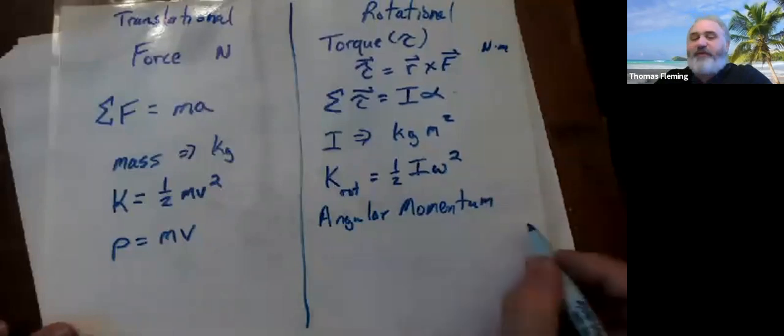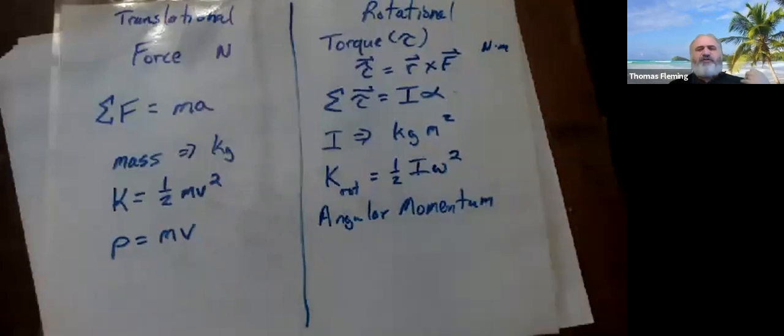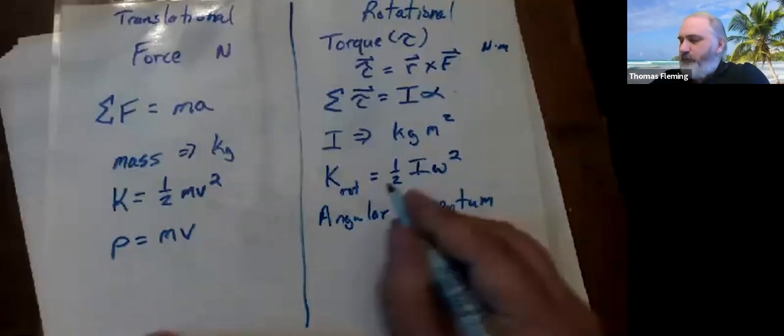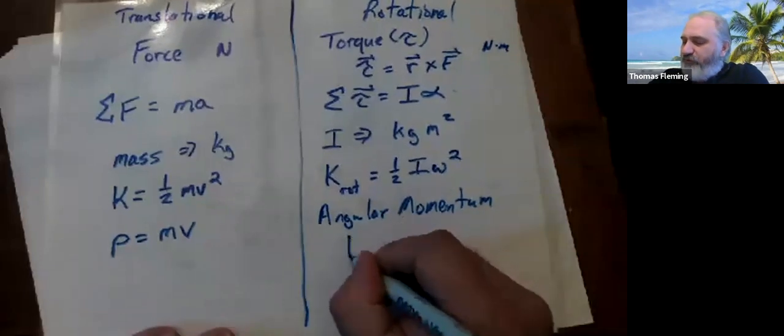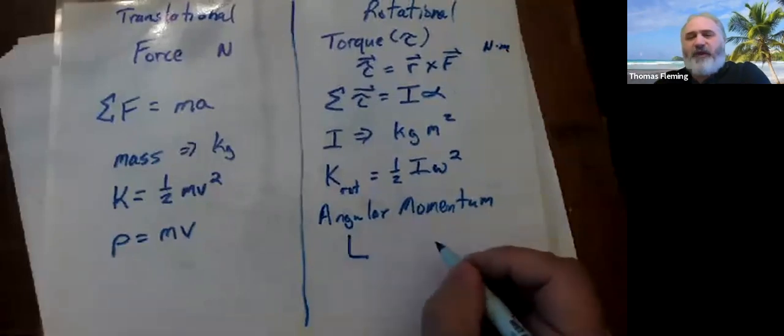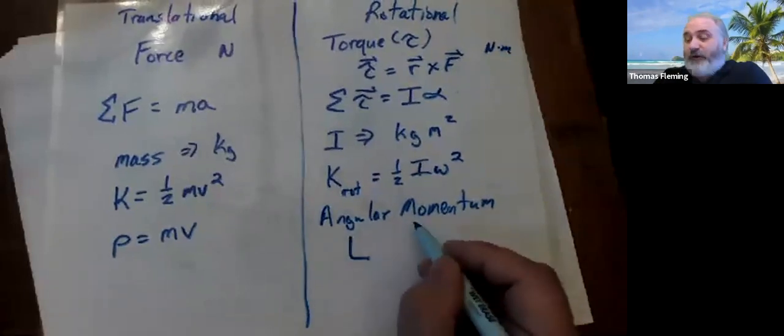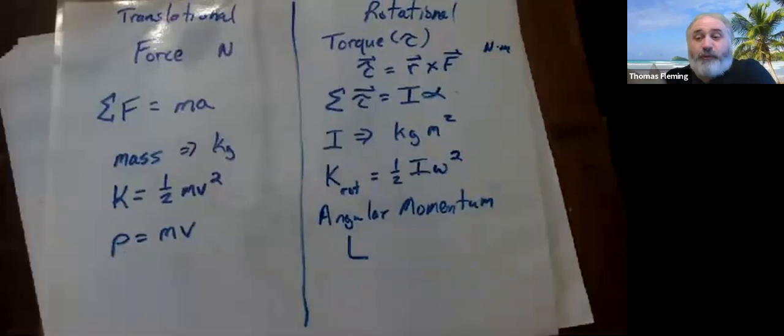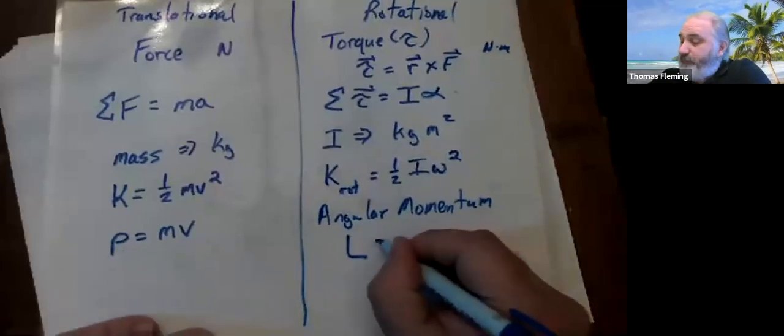And I'm writing it out like this because when we chose to name angular momentum, the letter we chose was kind of weird. For historical reasons, angular momentum is L. Why is angular momentum L? I don't know. Why is linear momentum P? We just pick weird letters. Deal with it.